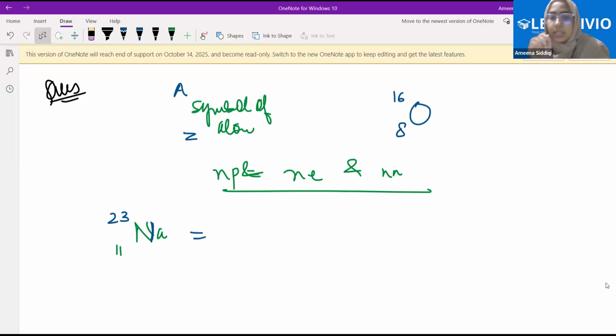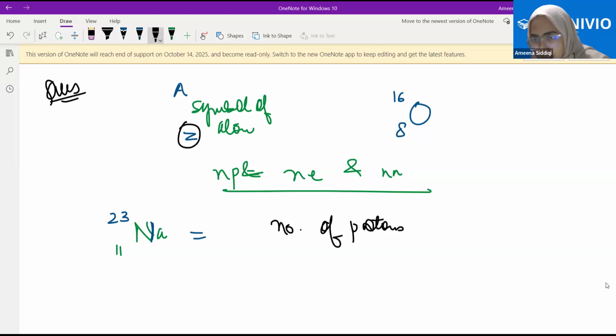See, no worries. We are talking about the number of protons, okay? Leave everything else, the neutrons and electrons. We want to know the number of protons. For an atom, the number of protons is always denoted by its atomic number. Atomic number is denoted by Z. And here, what is the value of Z for this sodium atom? 11. So can I say that the number of protons is 11?